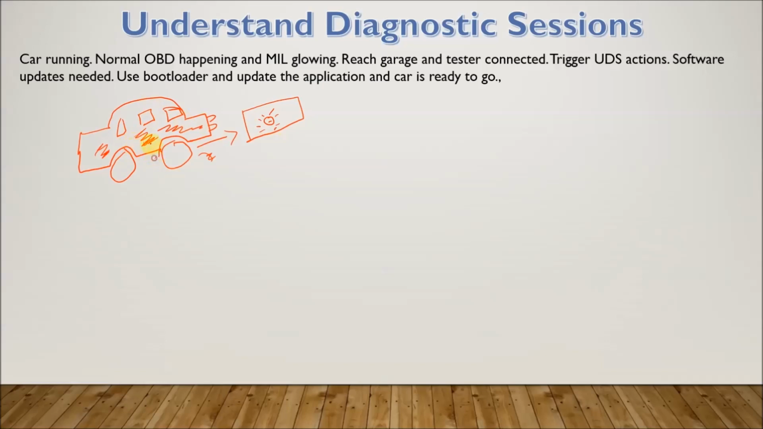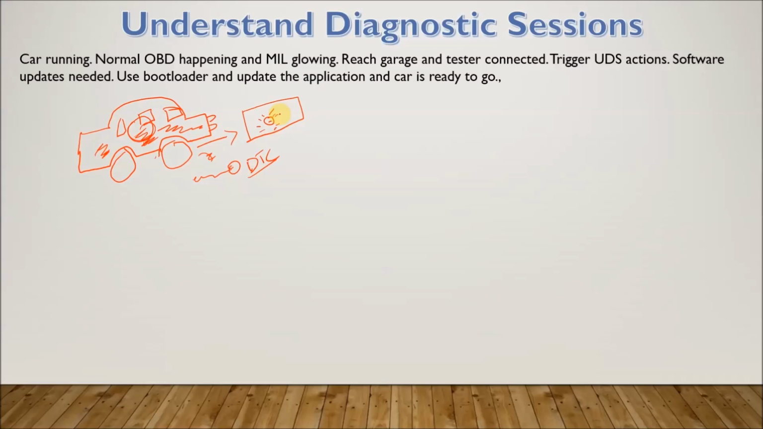Because of the onboard diagnostics happening in the car, the monitoring is happening, and upon monitoring it has found a malfunction which is severe, so a DTC is recorded, and if the MIL lamp is enabled, the MIL lamp will glow, telling that there is some serious problem with some functionality in your car. So you need to go to the garage and get it fixed, otherwise your car is going to face serious problems. So get it fixed as soon as possible. So you go to the garage.